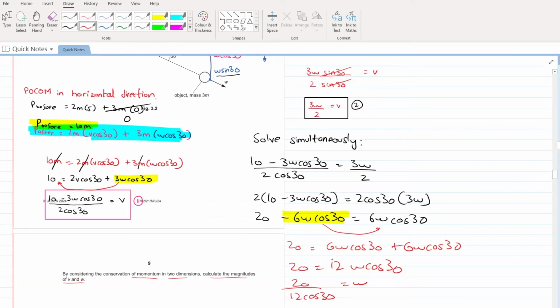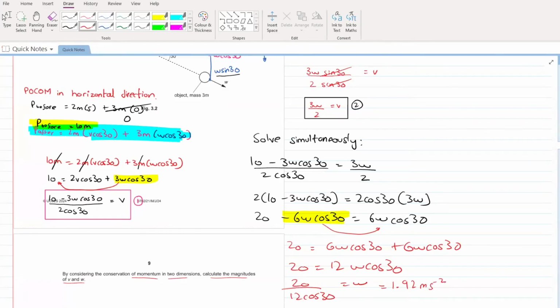Can any genius calculate w? This was a very lengthy question. Can anyone calculate this answer? 12 cosine 30. This comes out to be 1.92. w comes out to be 1.92 m/s.